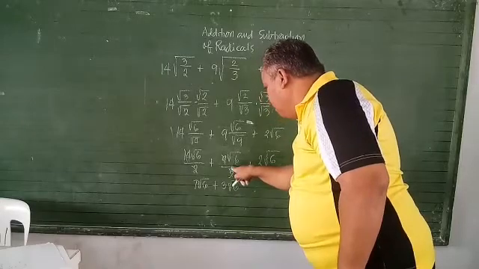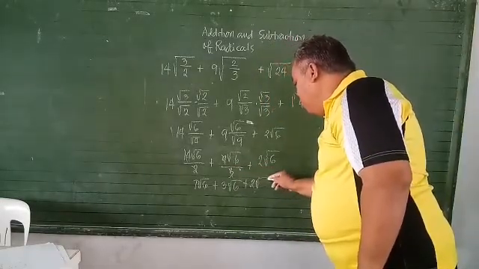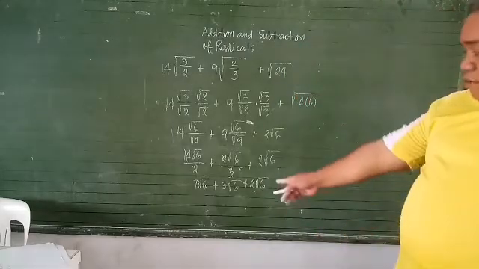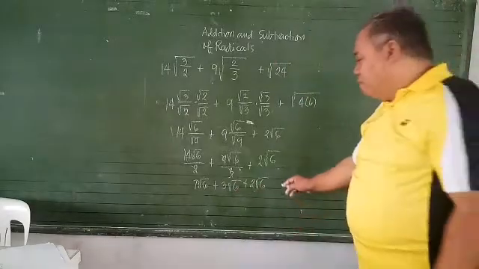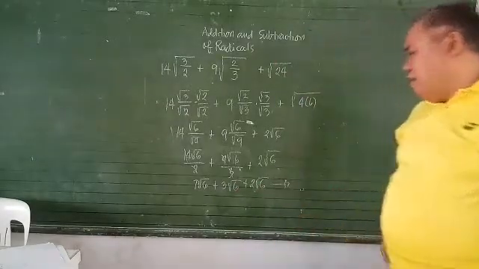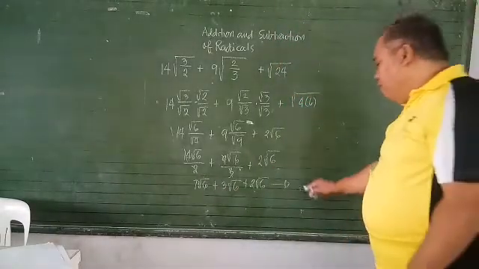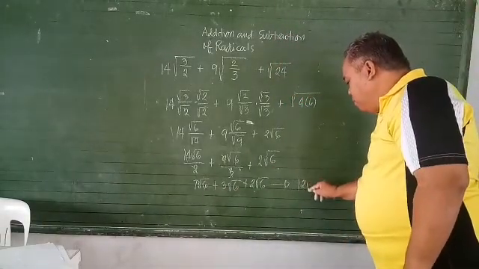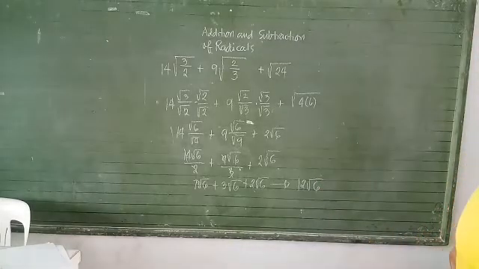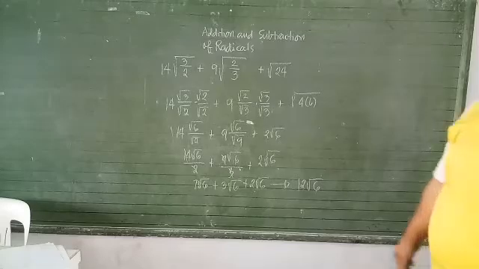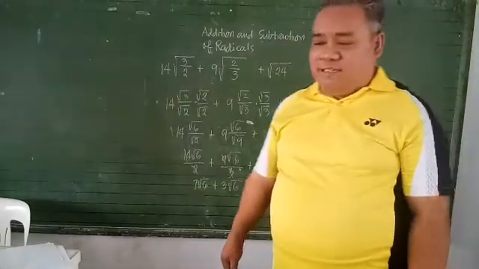Then plus 2 square root of 6. So if you will notice, pare-pareho na sila square root of 6, square root of 6. Ibig sabihin, you can add all of them, kasi they have the common radical. So that's 7 plus 3 plus 2, and that is 12. So that is 12 square root of 6. Correct ba? 7 plus 3 plus 2. It's 12 square root of 6. And that would be the addition and subtraction of radical expression.